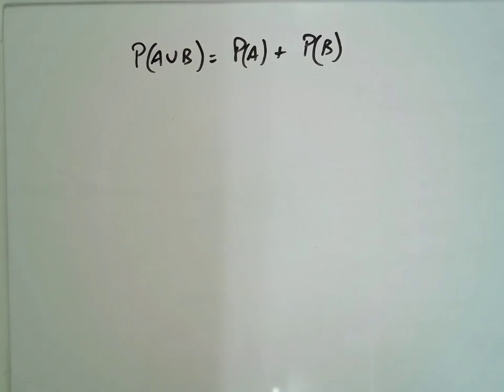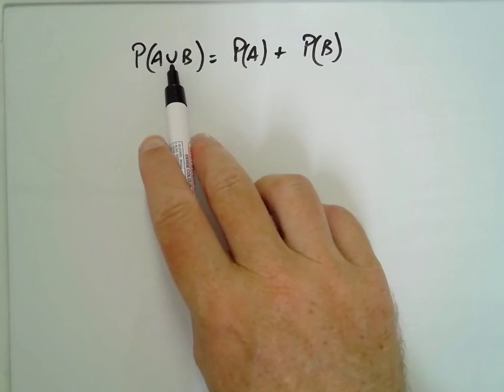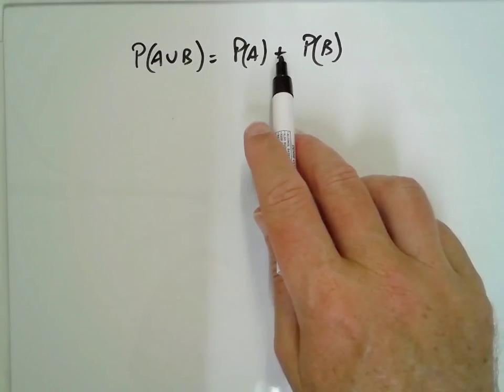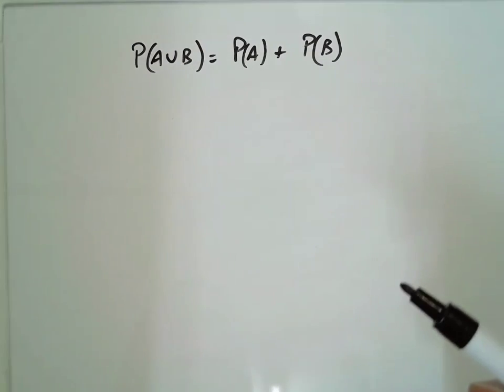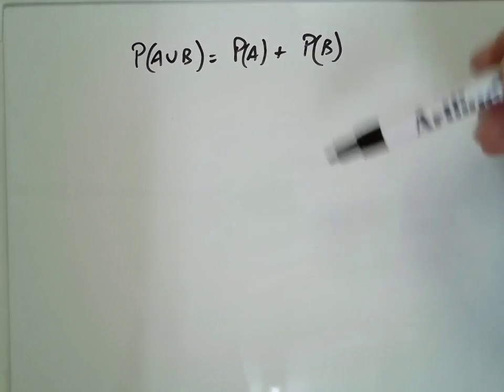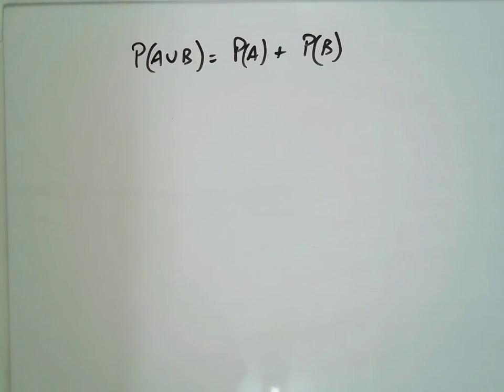Okay, the additive or the addition rule of probability, quite simple. Probability of A or B equals the probability of A plus the probability of B. The cup is an or, so you need to know your symbols. This is quite a straightforward rule, let's not make it harder than it is.